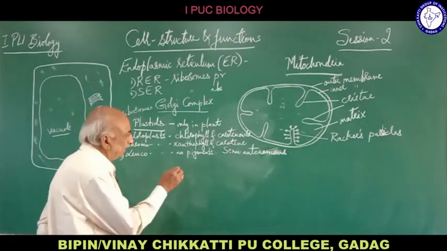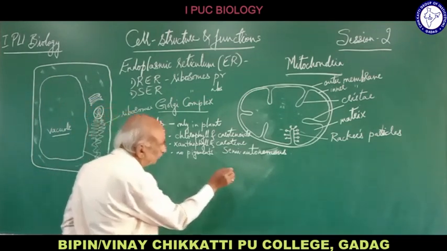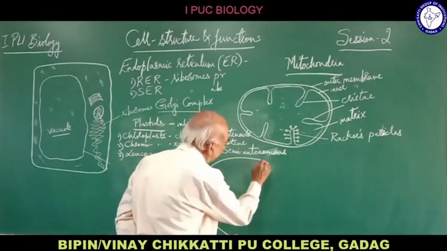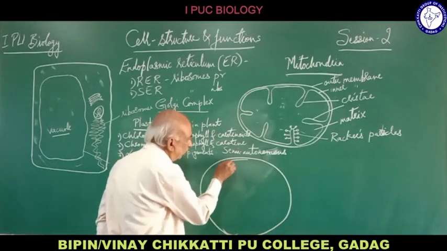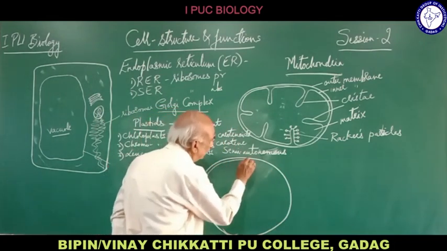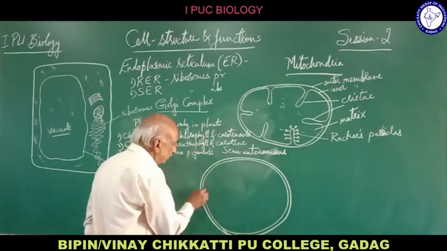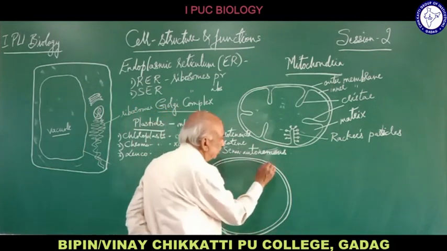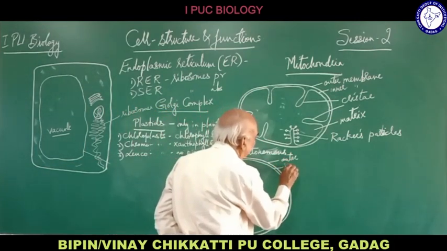Now if we take a typical plastid, it is surrounded by two membranes, just like the mitochondria. So there is the outer membrane and inner membrane. The outer and inner membrane are entire. There are no folds. That is the difference from mitochondria. So this is the outer membrane and this is the inner membrane.